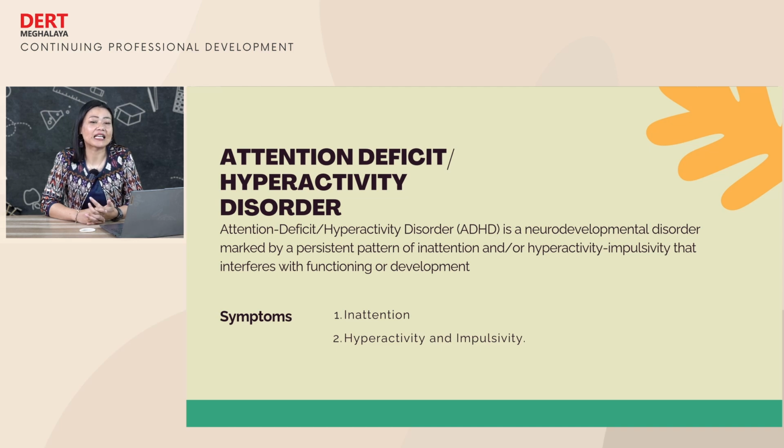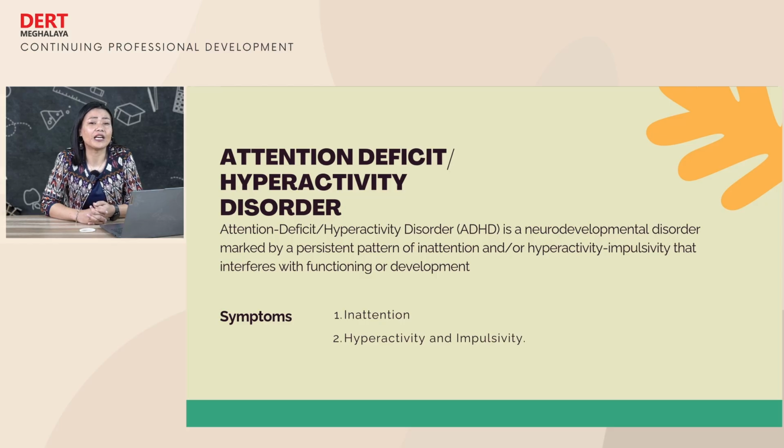Attention deficit hyperactivity disorder, ADHD, is a neurodevelopmental disorder marked by a persistent pattern of inattention and/or hyperactivity and impulsivity that interferes with functioning or development. It typically begins in childhood and can continue into adulthood. ADHD is a condition where the brain works differently, affecting executive functions like attention, self-control, and organization. To clearly understand what it is and how it affects a child or an adult suffering from ADHD, let us discuss in detail its symptoms with some practical examples.